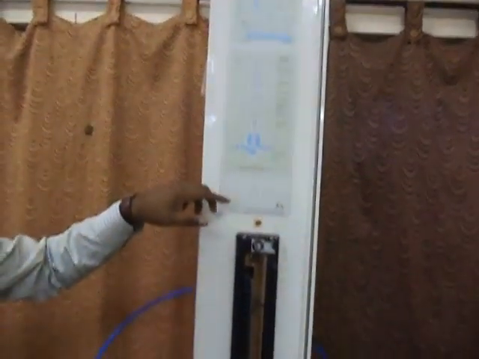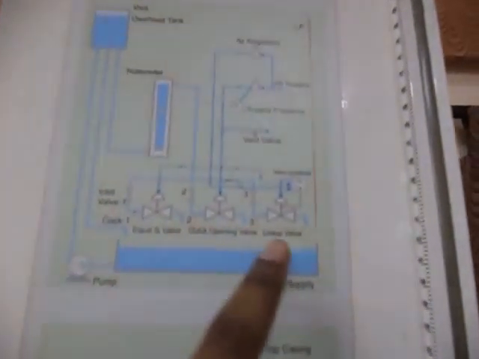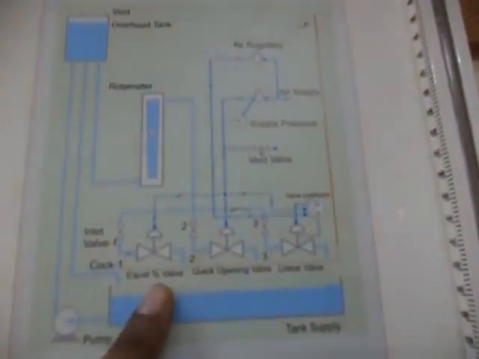The experimental setup consists of 3 control valves: equal percentage valve, quick opening valve and linear valve. The layout of the control valve characteristics is shown here. This setup consists of one tank for the water supply. The water from the tank is pumped into the overhead tank. From the overhead tank, the water passes through the pipeline, through the rotameter, and is connected to all the control valves. When we are doing the experiment on the equal percentage valve, this valve alone is opened and the other 2 valves are closed.